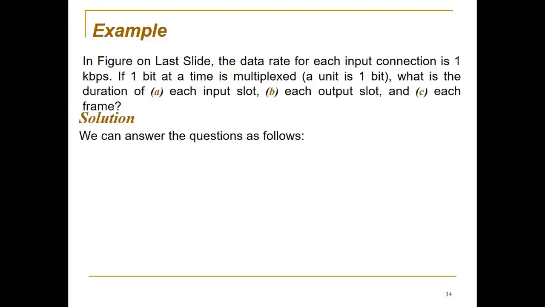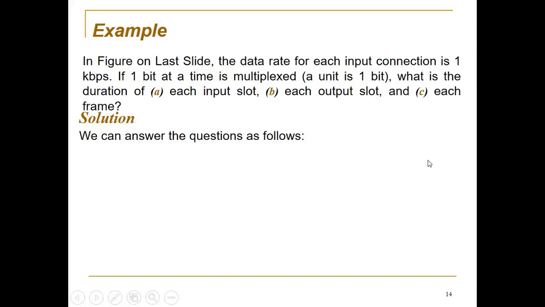because it's 1 kilobit per second, and since it's 1 bit that's been multiplexed, then for each input it will be 1 divided by the 1,000 bits per second that's been allocated for that connection input or for that connection data rate. So in other words, 1 millisecond is the duration for each of the bits that you'd have. That would answer the first question.